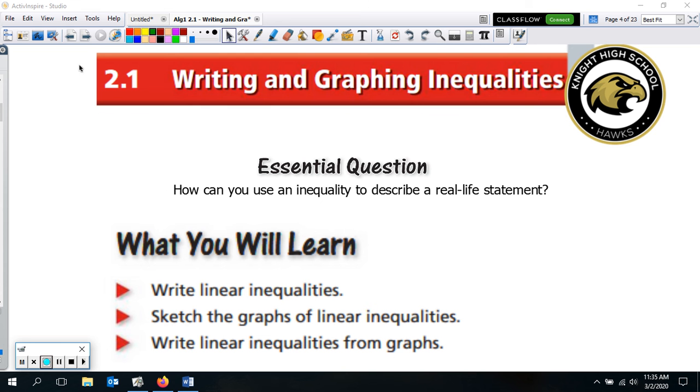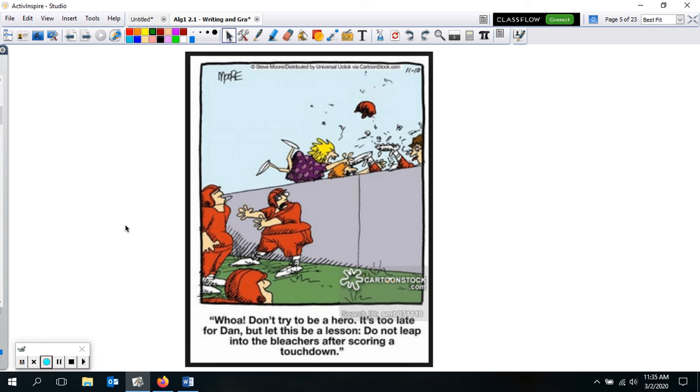All right, let's go ahead and look at our little cartoon of the day first, though. So it's at a football game. It says, "Whoa, don't try to be a hero. It's too late for Dan. Let this be a lesson. Do not leap into the bleachers after scoring a touchdown." So apparently Dan, there he is. You can see his legs. His helmet's flying up in the air. Where all the women are going crazy over Dan, I guess. I don't know. Tearing into pieces.